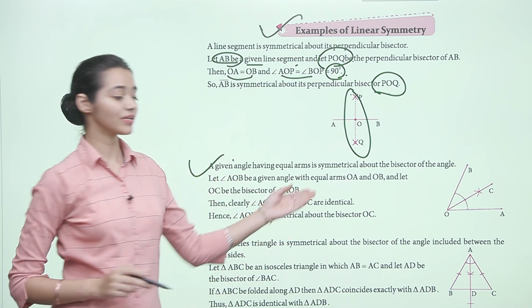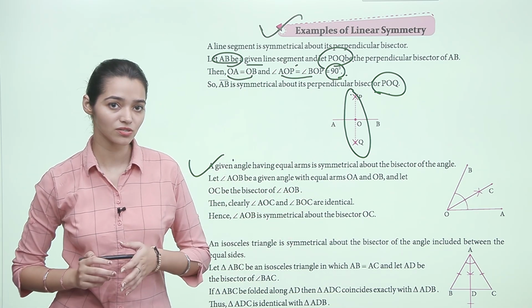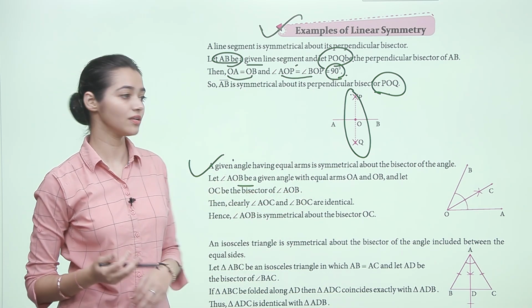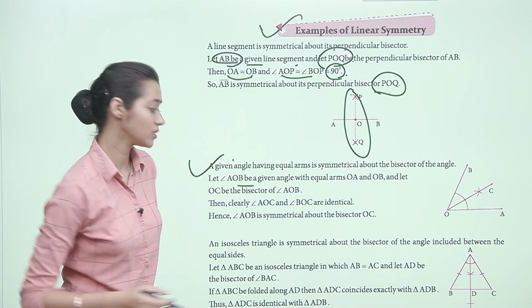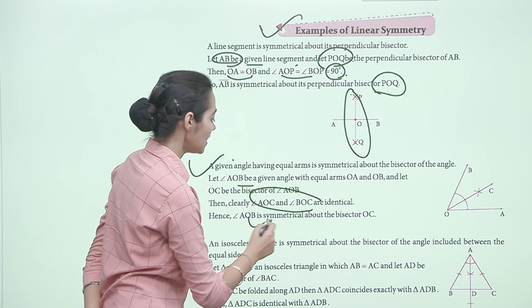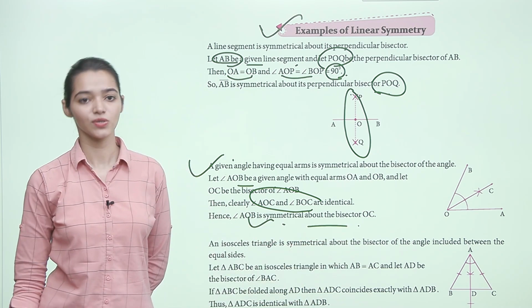Now a given angle having equal arms is symmetrical about the bisector of the angle. Let AOB be a given angle with arms OA and OB. OC is what? The bisector of angle AOB. So clearly both angles are identical and AOB is symmetrical about the bisector OC.